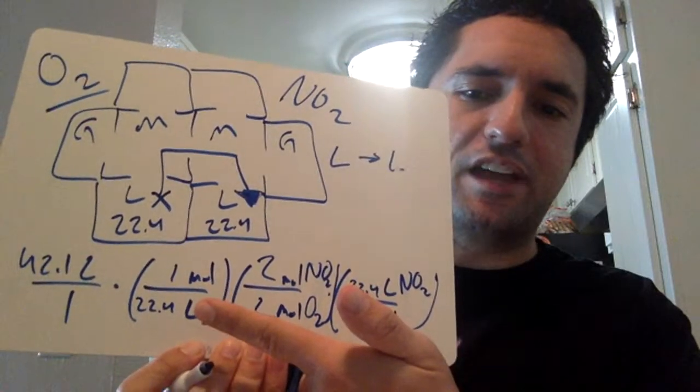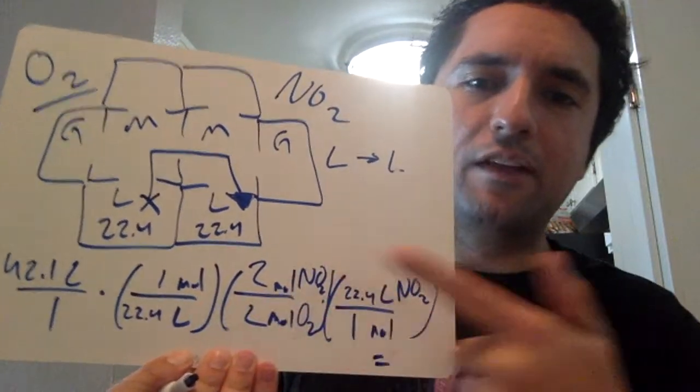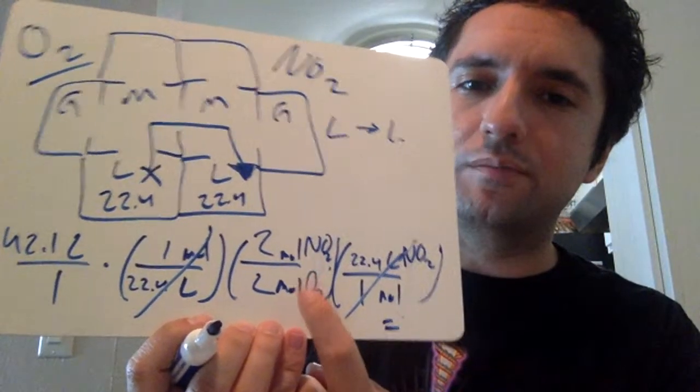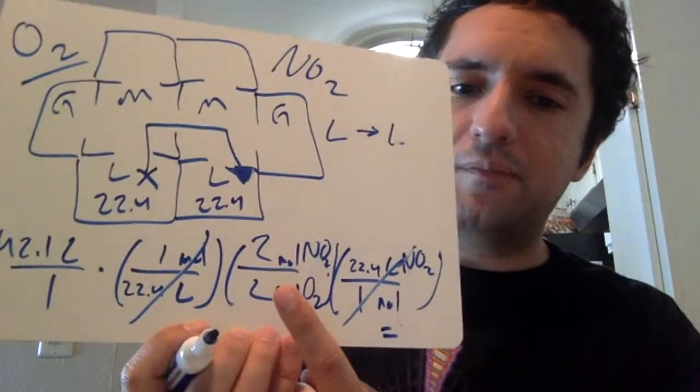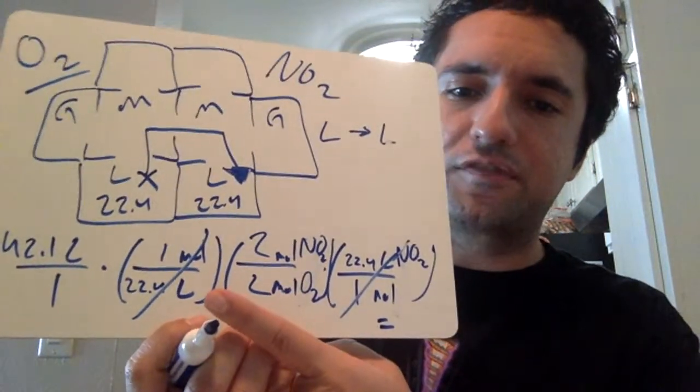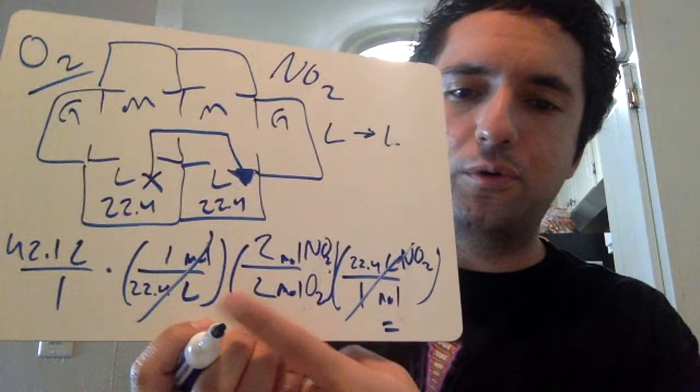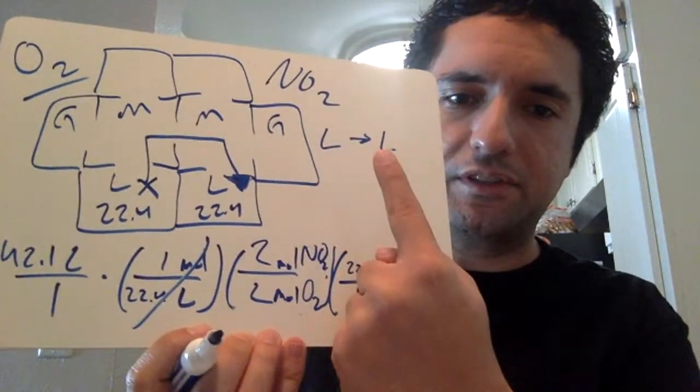It's kind of pointless having them here. It's 22.4 on the bottom, 22.4 on the top. So those are going to cancel right away anyways. So it's not always going to be like this. But because the first fraction and the last fraction are always going to cancel if you're going from liters to liters, we can instead just do it like this.